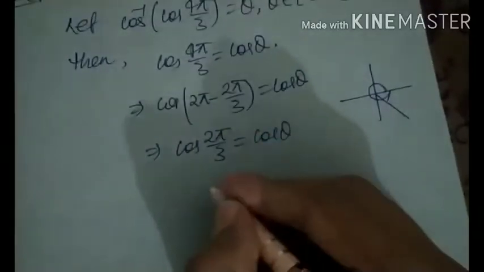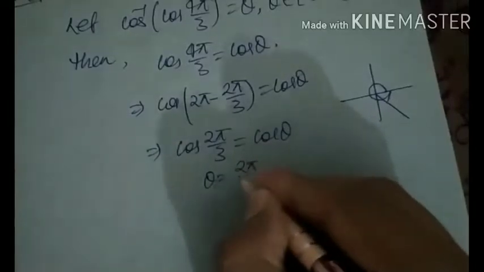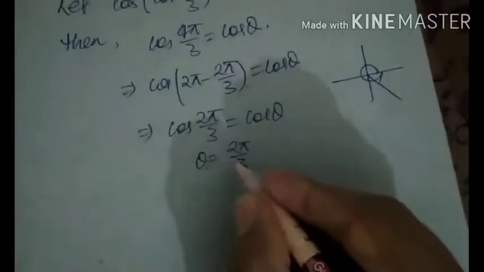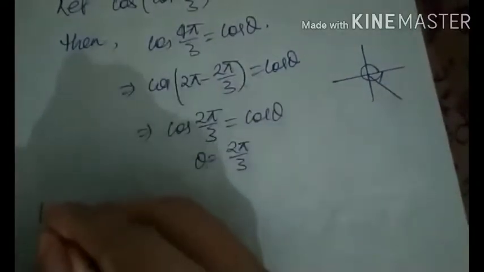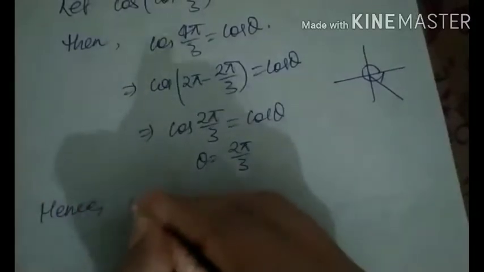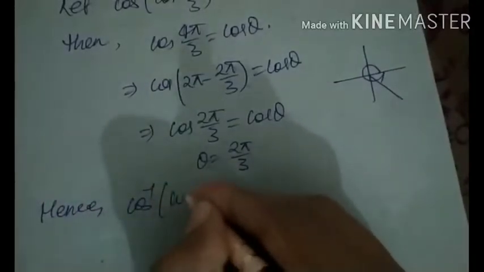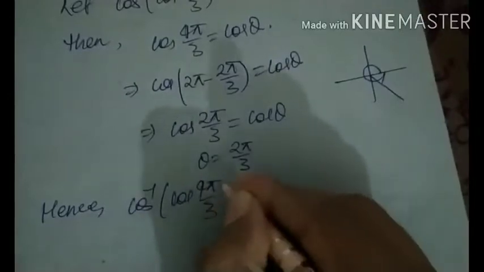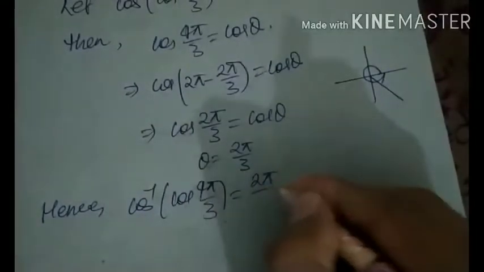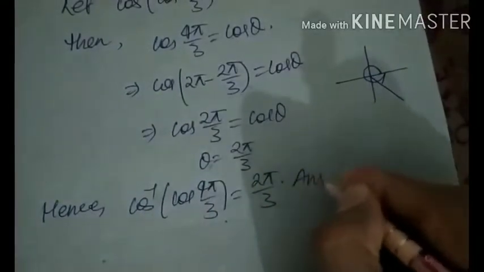Comparing both sides, we will get theta is equals to 2 pi by 3. This is the value of theta. Hence cos inverse cos 4 pi by 3 is equals to 2 pi by 3. This is our answer.